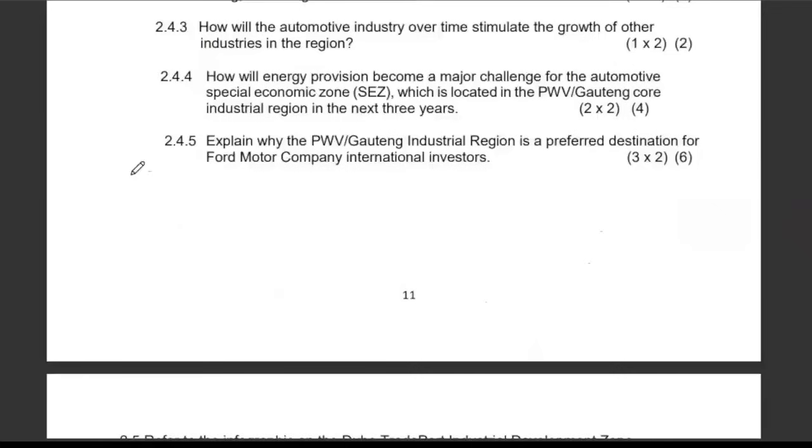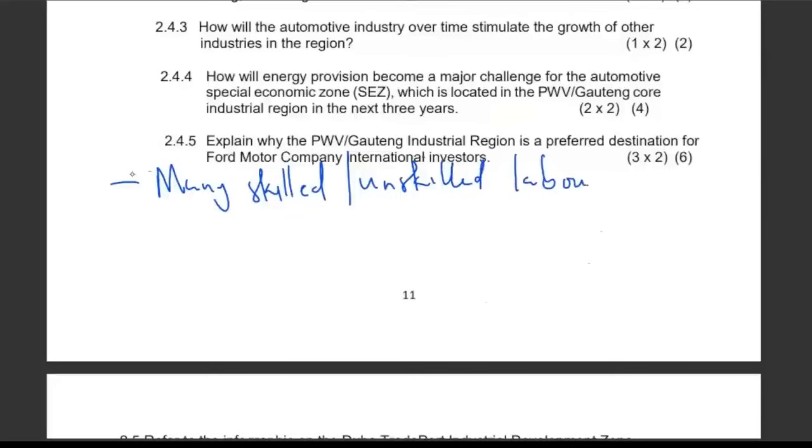Right, if we check there, in terms of labor, Gauteng is the hub of many skilled and unskilled workers. Where they need skilled labor, the workers are readily available. Where they need unskilled labor, the labor is also available. Gauteng, remember, is highly populated. And for that reason, it's very easy for those companies to get labor to do production.